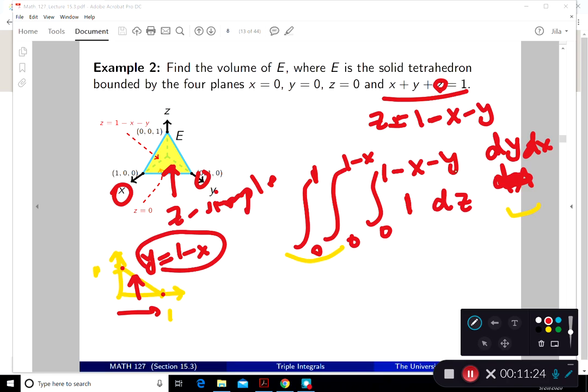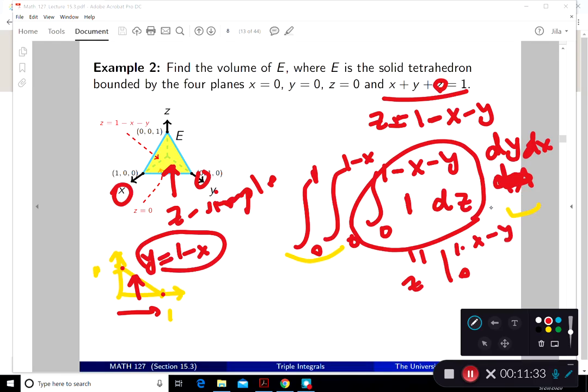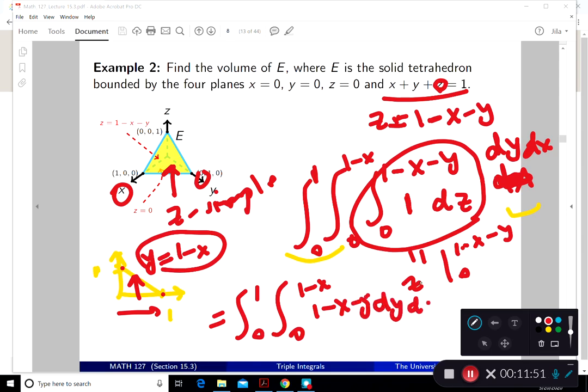Then I start by integrating this one, which will give me z, and then I plug in 0 and 1 minus x minus y, which is just 1 minus x minus y. Then I integrate from 0 to 1, and from 0 to 1 minus x, of 1 minus x minus y, dy dx. And this is going to give me the answer, and the answer is going to be 1/6.